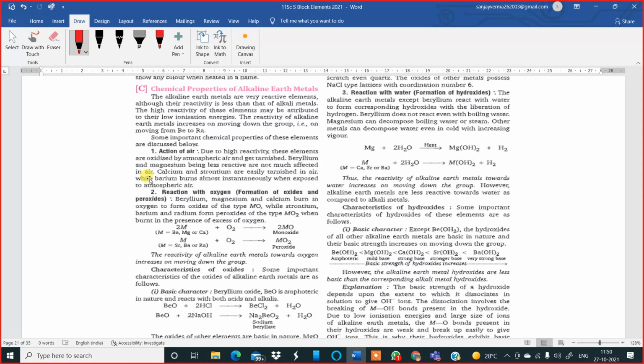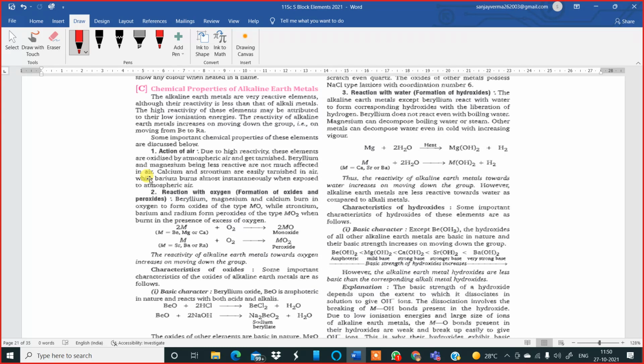Look at the first paragraph very carefully. Now here in the first paragraph it is written, the alkaline earth metals are very reactive elements. This is a very important point over here. What are they? They are very reactive elements.